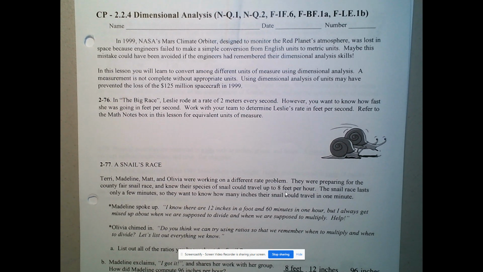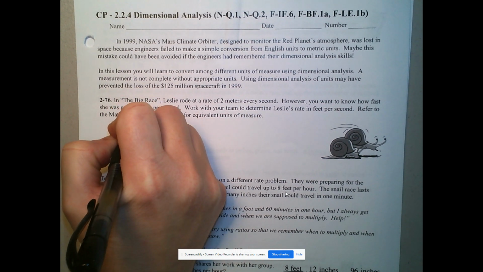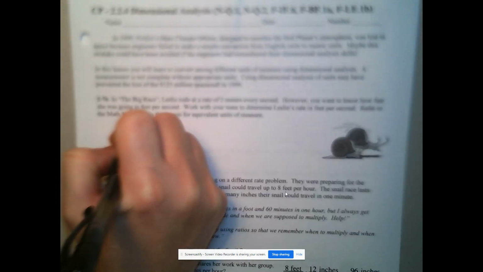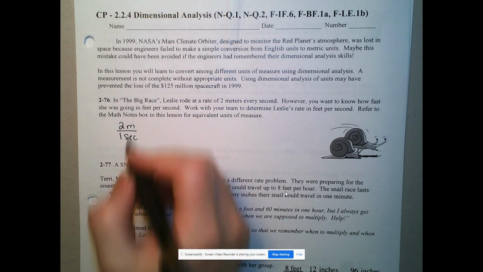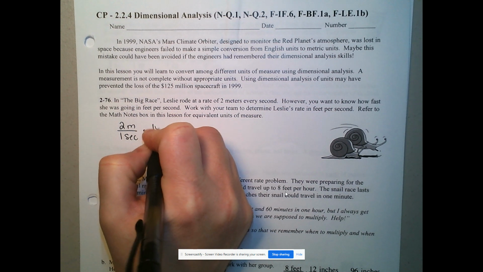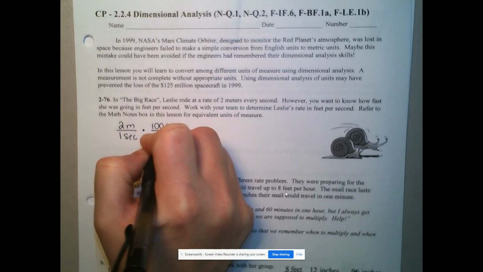So we're looking at 2 meters per second, and we're looking to convert this to feet per second. So we need some conversion facts. This is where that concept of the big one, the giant one, came in. We want to multiply by things that are worth 1. So I know that there are 100 centimeters in a meter, so I'm going to multiply by the fact that there are 100 centimeters in 1 meter.